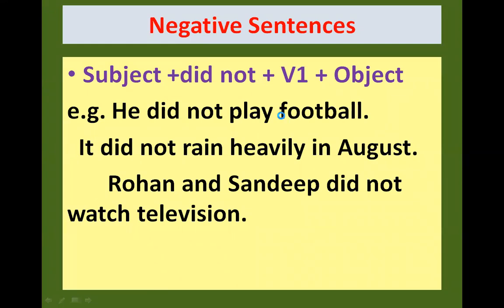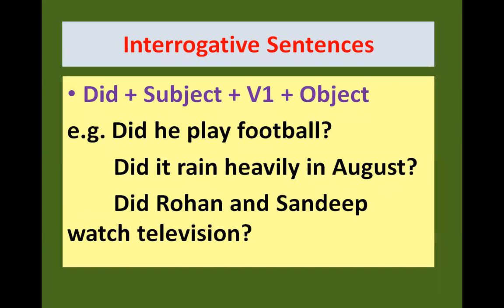Okay. Next, interrogative sentences. So when you are using simple past and it should be in an interrogative form, then we place the helping verb did in front, right? So did, subject, V1 and the object. Did he play football? Did it rain heavily in August? Did Rohan and Sandeep watch television? So this way you have to place this helping verb did in front of the sentence, then the subject, and then the verb will follow. So the structure has to be taken care of whenever you are asking a question.